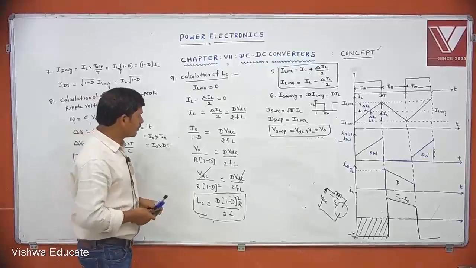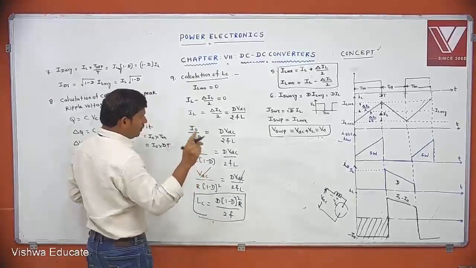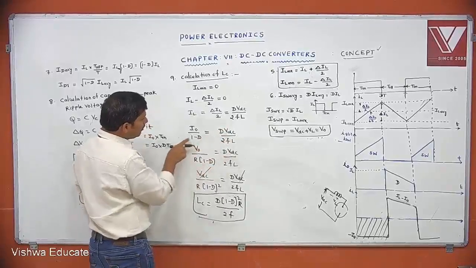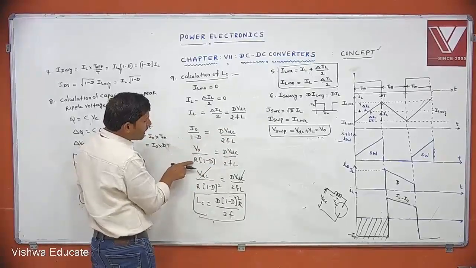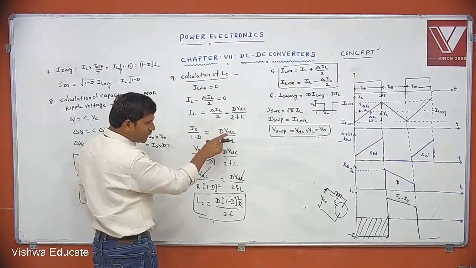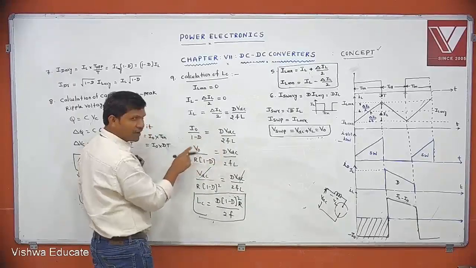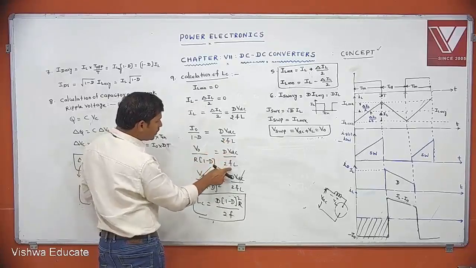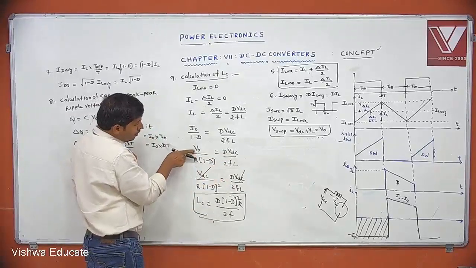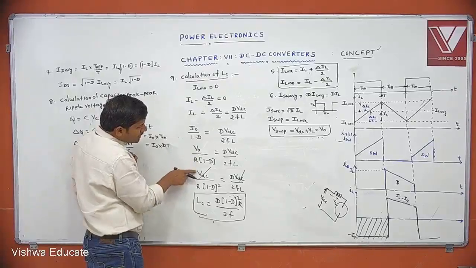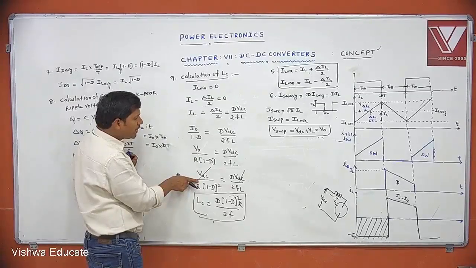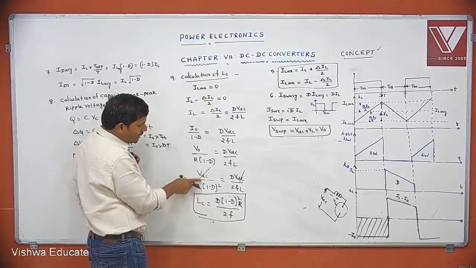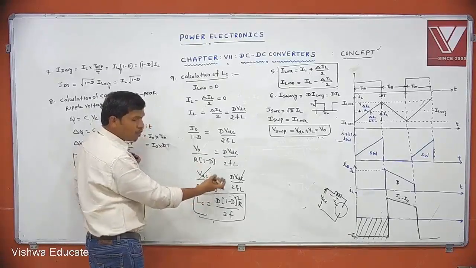See, you can write I naught by 1 minus D equals dVdC by 2FL, but you take I naught as V naught by R. Previously I gave it wrongly as VDC by R; it is V naught by R. You correct that. V naught by R into 1 minus D equals dVdC by 2FL. Then what is V naught? In a boost regulator, V naught equals VDC by 1 minus D. So 1 minus D into 1 minus D, you can get 1 minus D whole square.